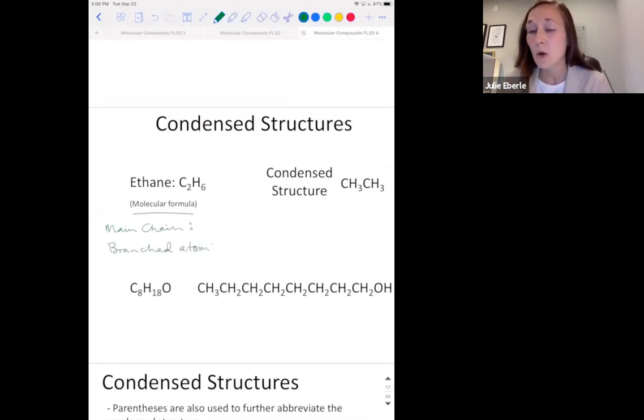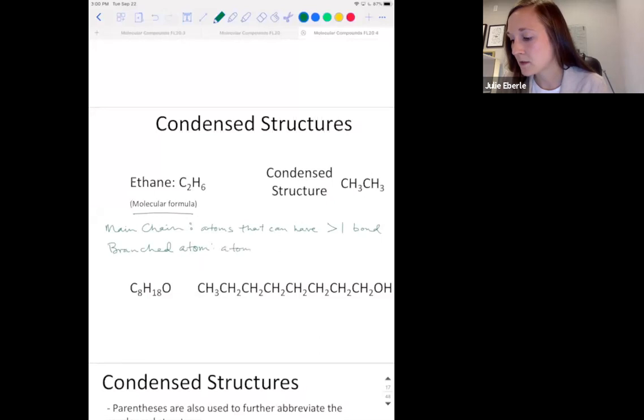How do we know? Well, any atom that can form more than one bond could be main chain. So these are atoms that can have, I'm going to say more than one bond, greater than one bond. And branched atoms, these are atoms with only one, they can only form one bond, okay? So good main chain atoms, we'll write them in parentheses up here above.